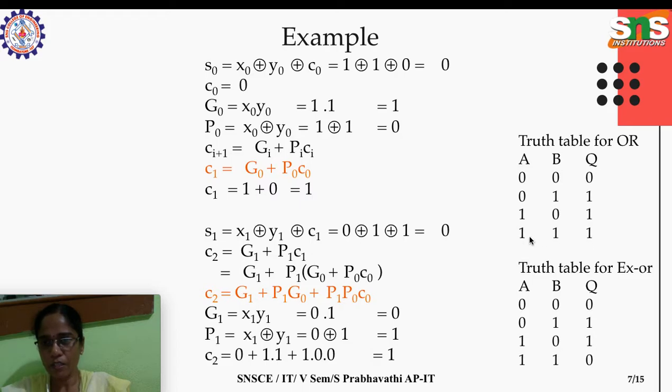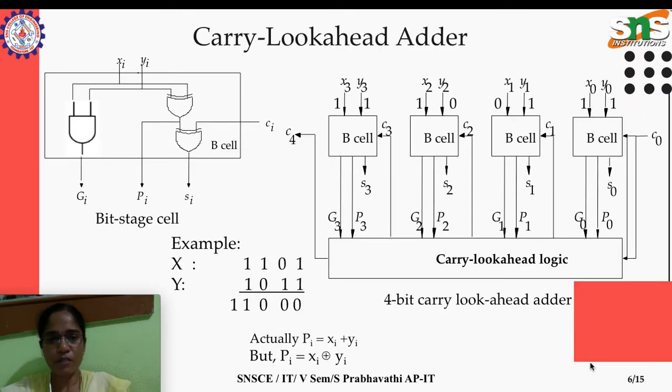In the OR gate, when A and B are 1, its output is 1, whereas in XOR, when A and B are 1, its output is 0. So this will definitely affect things here, is it not? Instead of doing the OR operation, here we are doing the XOR operation. We are using Pi and Gi to get the carry, is it not? So the carry of the next bit is equal to gi plus pi ci.